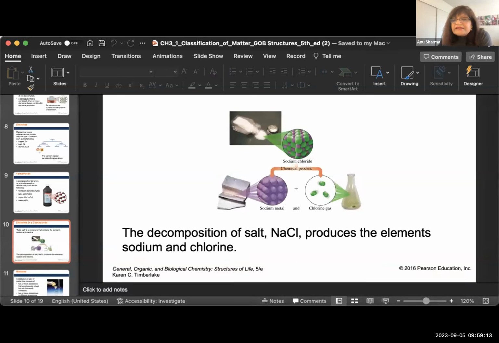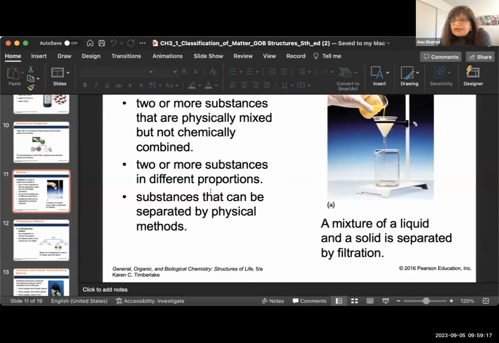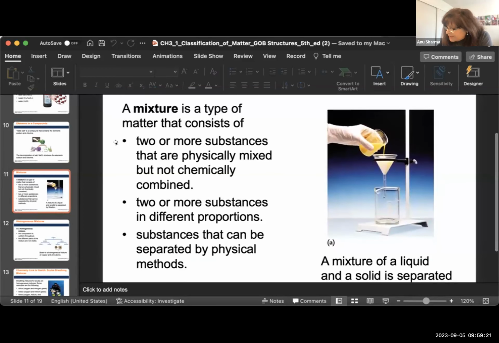Okay. Next is the separation of mixtures. Simple mixtures can be separated by very simple means. Mixtures are separated by very simple means, and this is a process in labs we often use, and this is filtration.